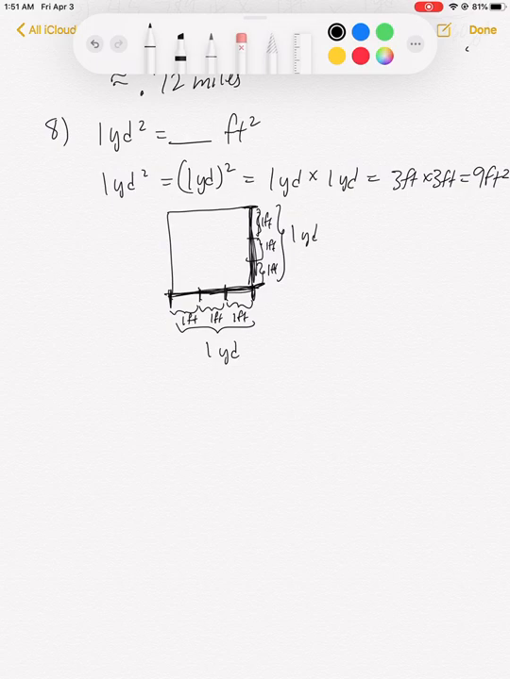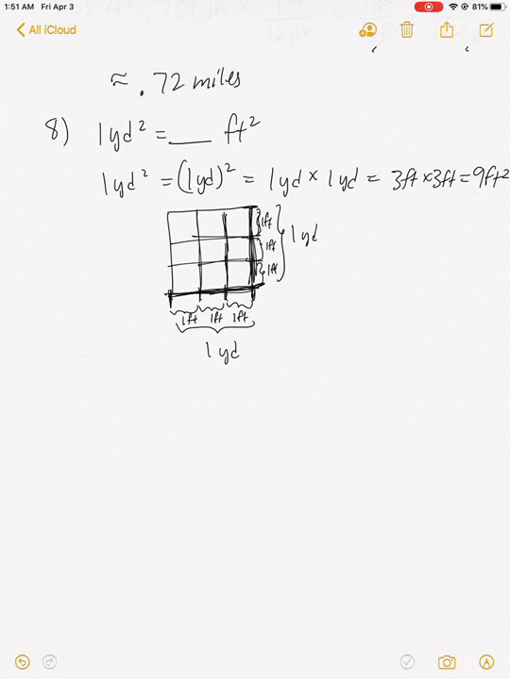Now across my square, when I'm looking at how many square feet are in a square yard, I bring my divisions out to both dimensions, and notice that there are 9 feet squared in this one. So we have 1 yard squared equal to 9 feet squared. That's part A.